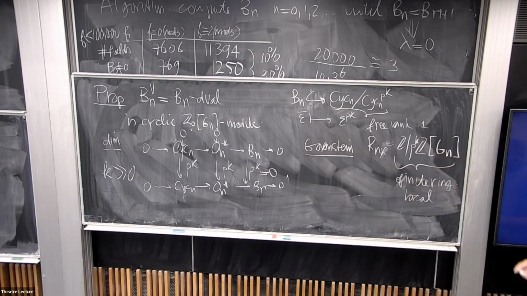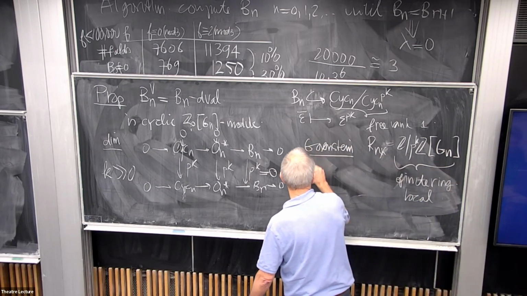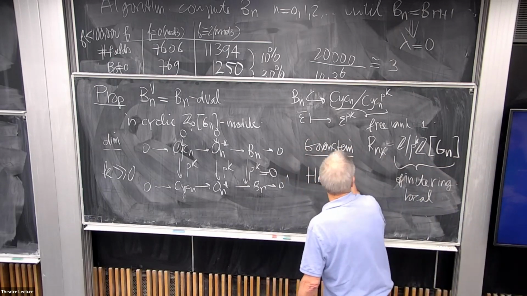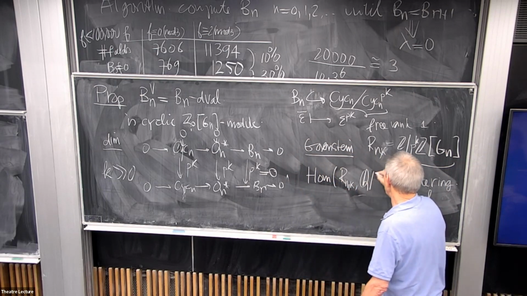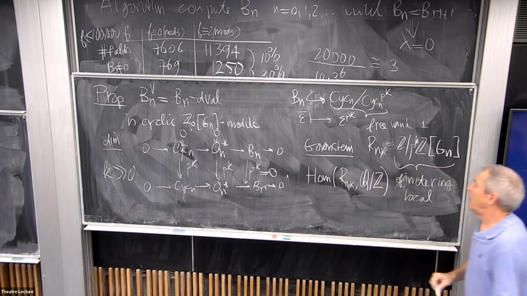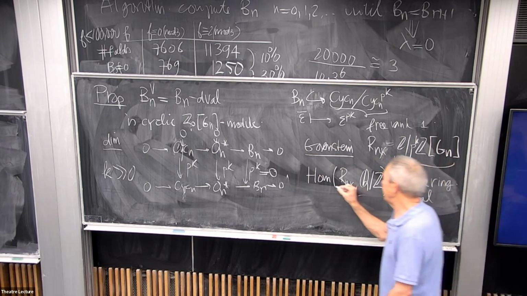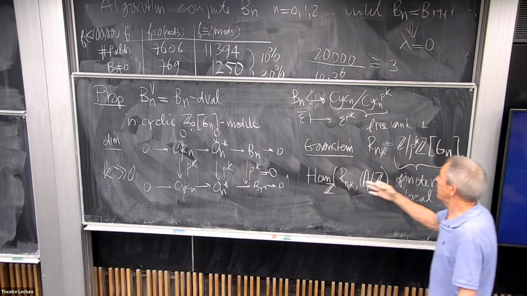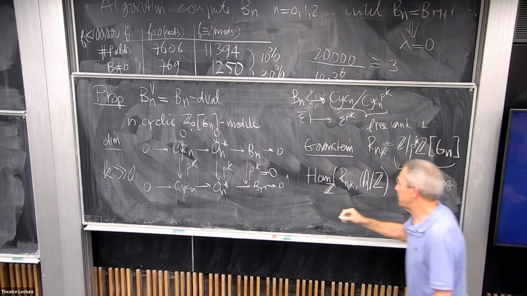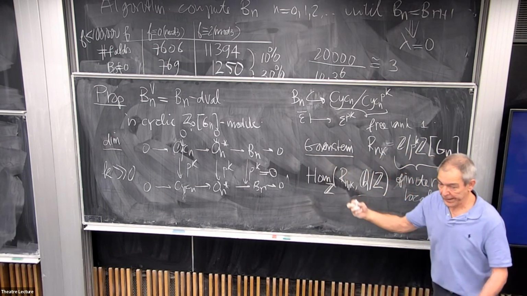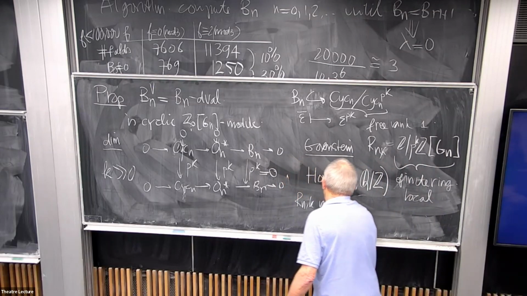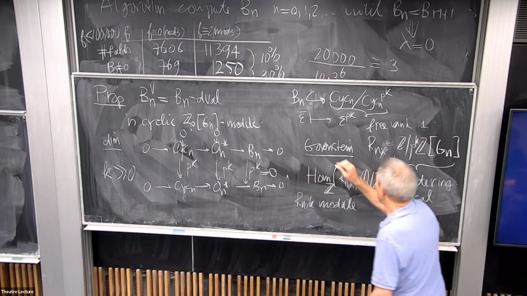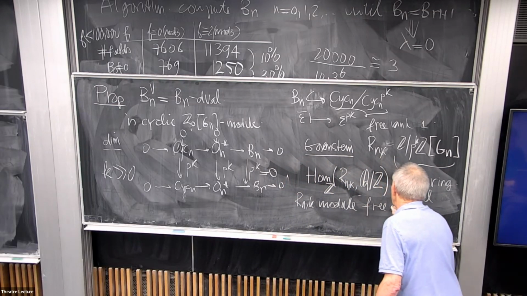Gorenstein means in this case, for these kinds of zero-dimensional rings, that if you take the dual of the ring in the sense of groups, and so maybe put a Z here, then this is an Rn-module, and it is Gorenstein if it is free of rank 1.